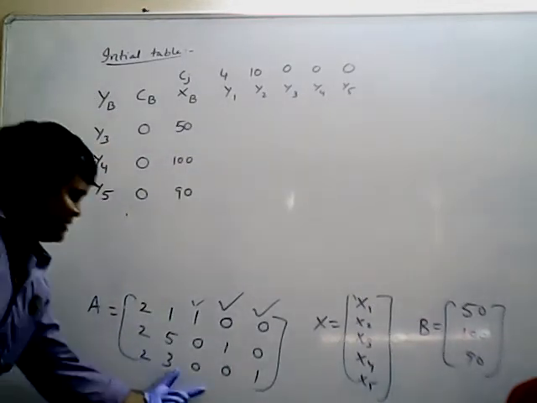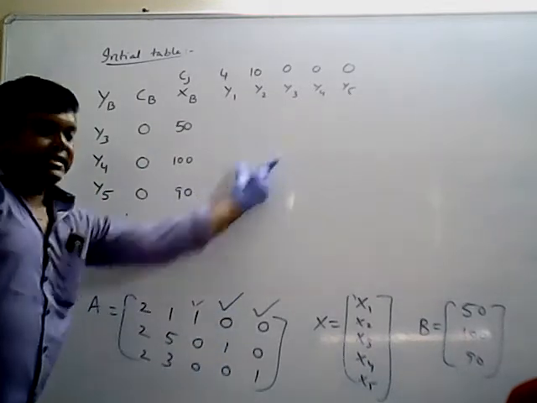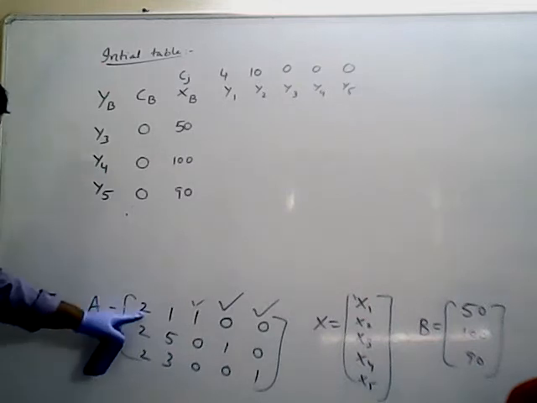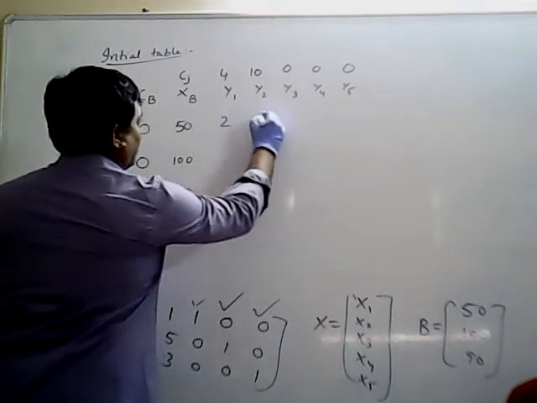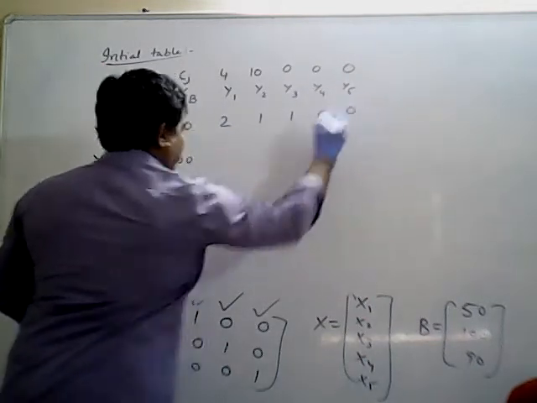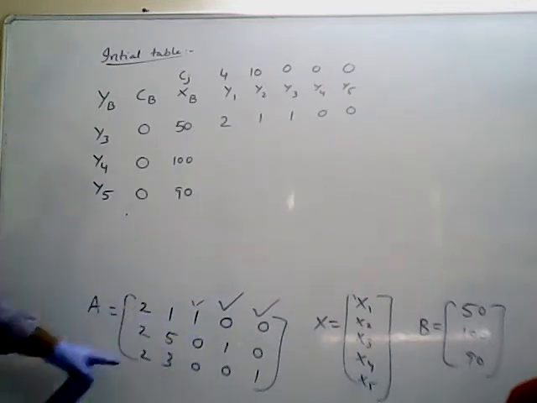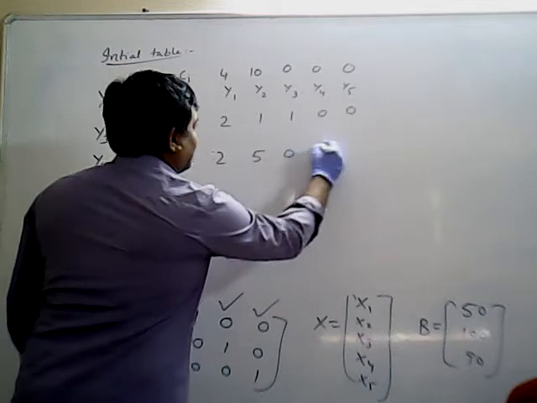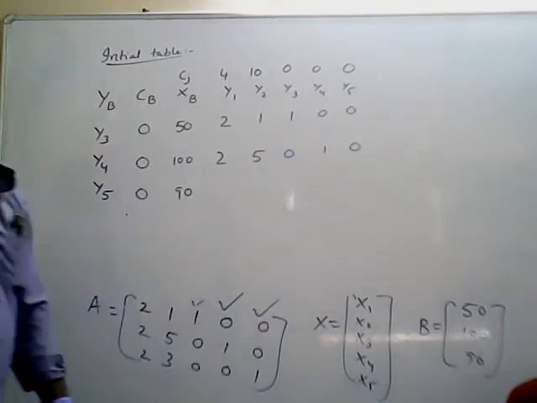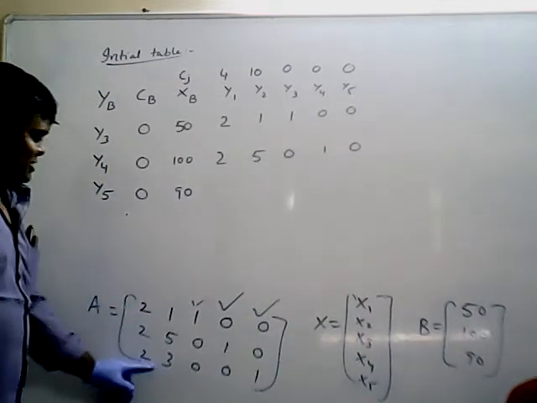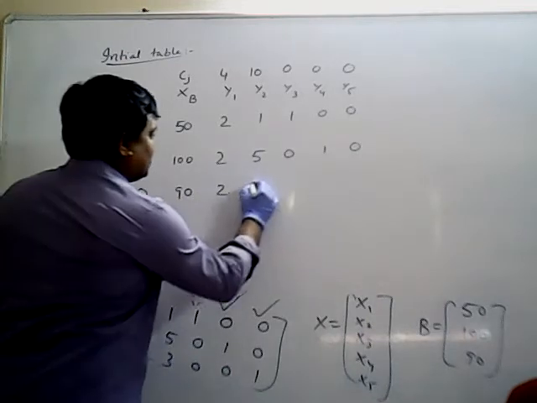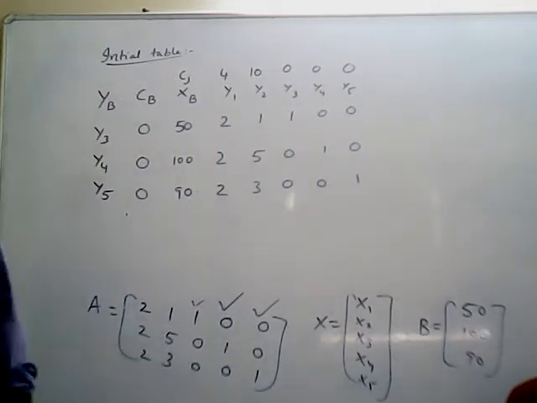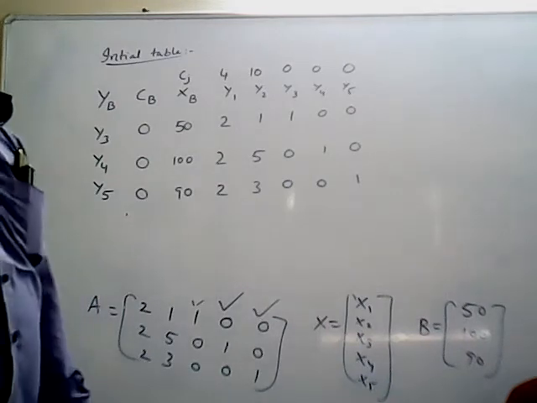Next, the representation of A matrices. A matrices as it is, you have to substitute here. So see the A matrices. What is the A matrices? 2, 1, 1, 0, 0. Next, 2, 5, 0, 1, 0. Next, 2, 3, 0, 0, 1. Like this, you have to fill the simplex table, initial table.